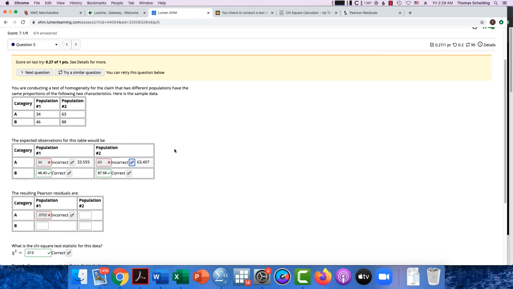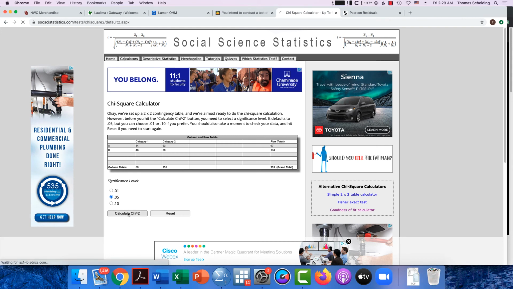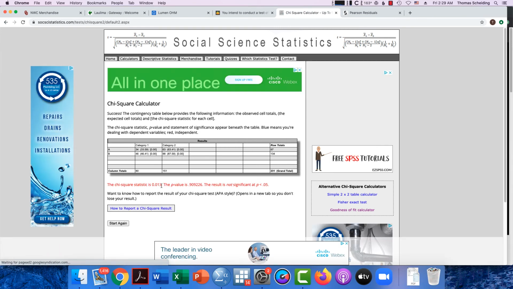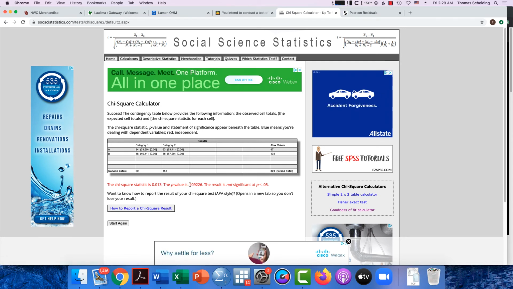But then for our chi-squared test statistic again, this is going to be a measure of how close our sample data is to the population data. So let's look at what that is. 0.013, with a p-value here of 90% of the values. We know what p-values are from the previous modules.